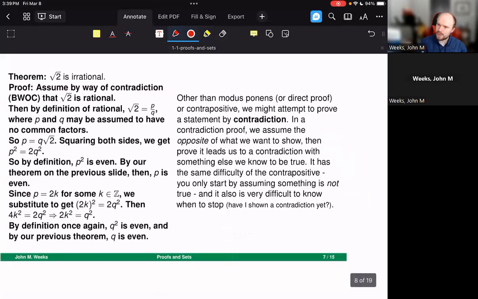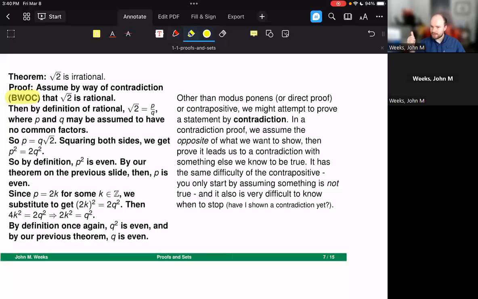Let's get some more intuition by looking at other types of ways that we prove theorems, one of which is by way of contradiction. You can see here that sometimes I will abbreviate that as BWOC, or if I'm verbalizing it, I might say BWOC. The theorem square root of 2 is irrational, which again, you may have seen before. This sort of theorem is usually proven by contradiction.